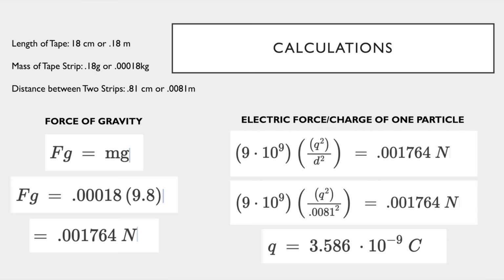As previously mentioned, we know that the magnitude of the gravitational force is equal to the electric force, and thus, by calculating the gravitational force first, I can use that value and set it equal to the electric force equation. In doing so, we know the magnitudes are equal, and on top of that, I am able to find the charge for a single piece of tape.